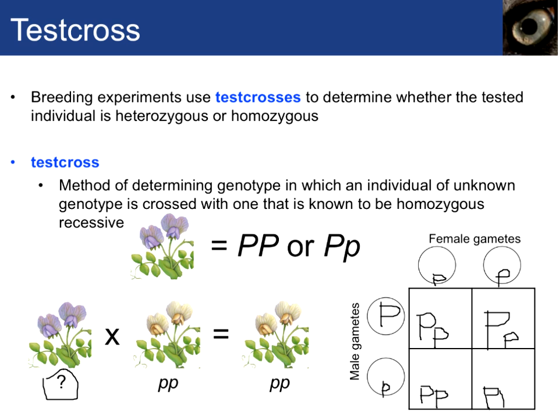So again, with the test cross, what you're doing is crossing it with the one known, which is a homozygous recessive, or white flowers. So you can tell what the genotype is by the phenotype. And so you cross that with this unknown purple flower, and from that you can determine what the genotype is. That's the purpose of a test cross.